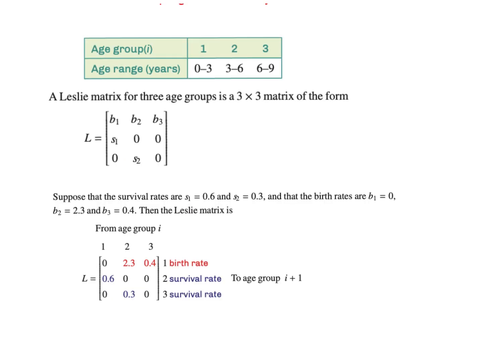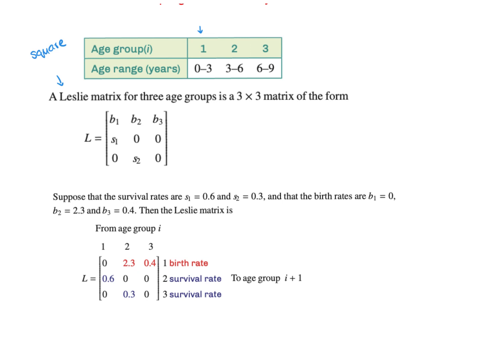As I said, they break up the age groups evenly. In this example, they're going in 3 years, and they divide it up into 3 years. The Leslie matrix is always going to be square. What do I mean by that? Same rows and columns, and it'll be the number of age groups you've got. Because we have 3 age groups in this example, we have a 3 by 3 Leslie matrix.